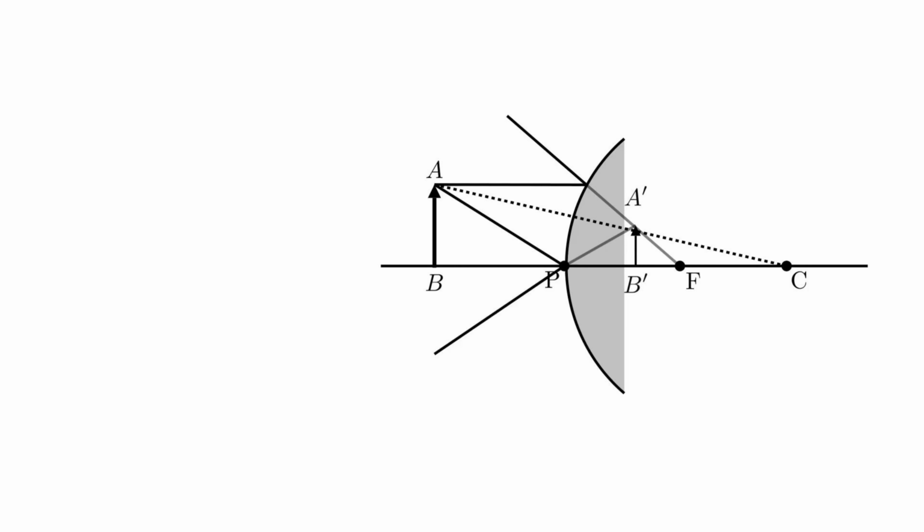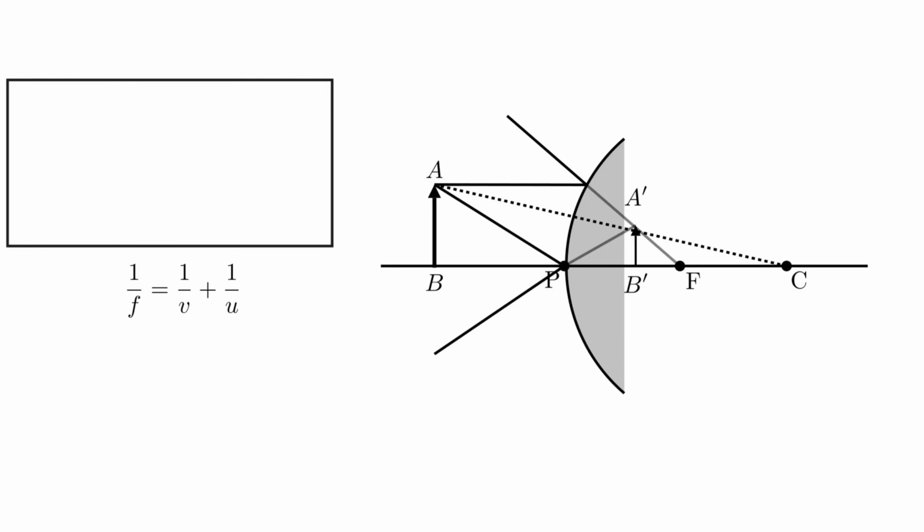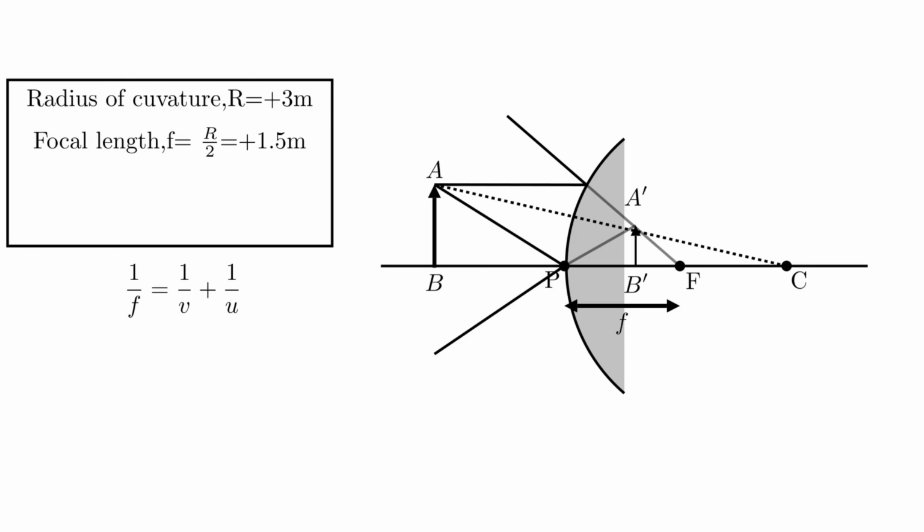In order to find the position of the image, we will use the mirror formula which is 1 upon f equals 1 upon v plus 1 upon u. Since focal length equals half of radius of curvature, putting the value of radius of curvature as 3, we get focal length equals 3 by 2 or simply positive 1.5 meter, as for a convex mirror, focus lies behind the mirror. Here u, that is distance of object, is negative and is given as minus 5 meter as it lies to the left of the pole.